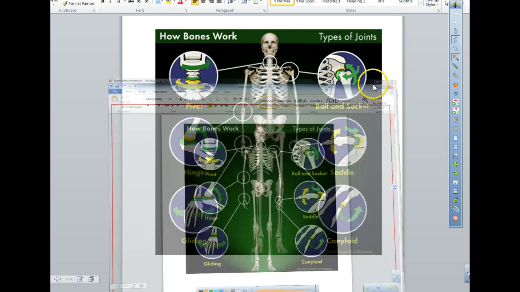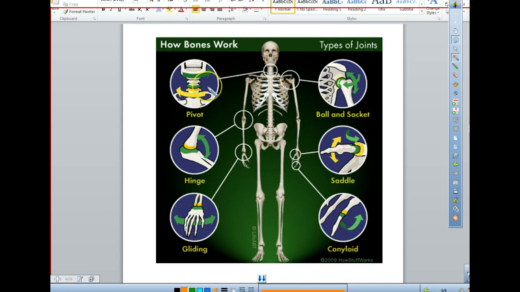I can't remember what grade in elementary school, but I remember learning these. So we have pivot. The neck is a great example of a pivot because you're pivoting, and I love the pictures here. We have hinge, the ulna to the bottom. Remember the olecranon fossa? That would be a hinge joint, so a back and forth. Your knee is also a great hinge joint because you can't move it either way.